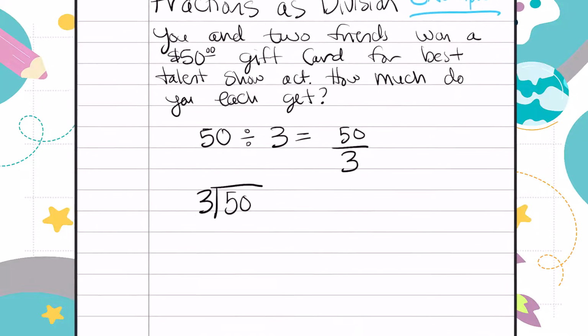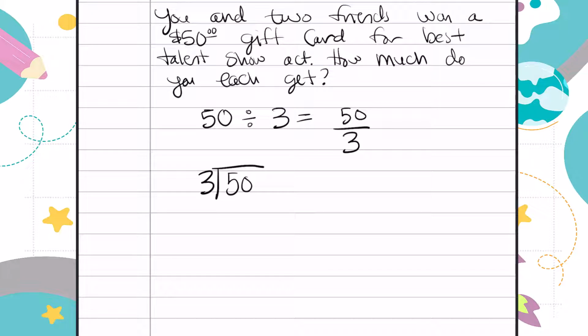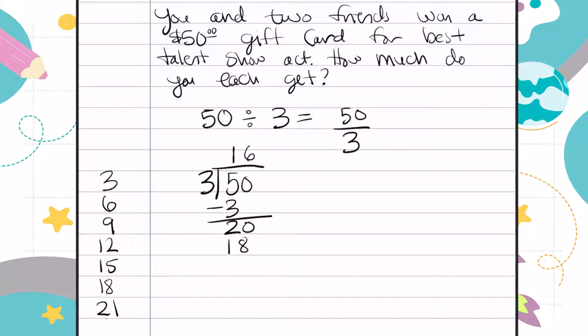50 divided by 3. And I'm going to do a multiples list on the side, 3, 6, 9, 12, 15, and so on. 5 divided by 3 is 1, remainder 2. And when I bring down the 0, I see I did not go far enough in my multiples list. 20 divided by 3 is 6, remainder 2. Now that $2 still needs to be split between friends.